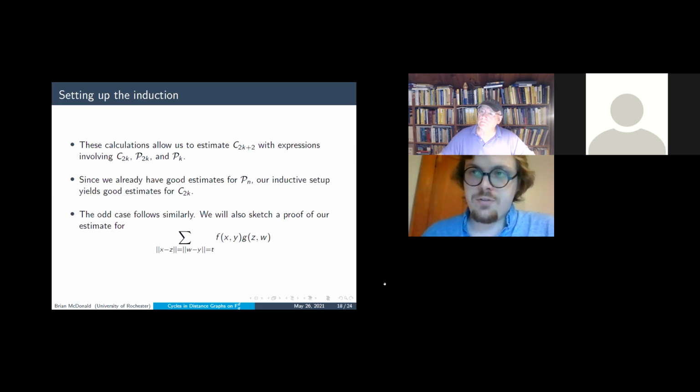You would just, instead of choosing f and g to both be paths of length k from x to y, choose f to be the paths of length k and g to be the paths of length k plus 1. And then you could do a similar thing. So let me just sketch a proof of how we got an estimate for this sum, because that was really the starting point of this whole induction.